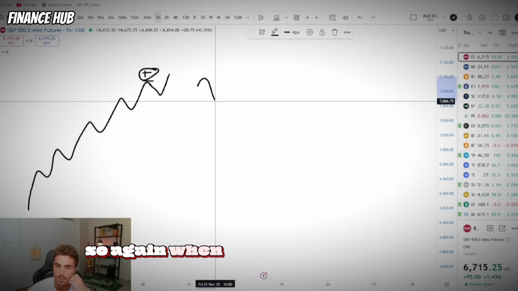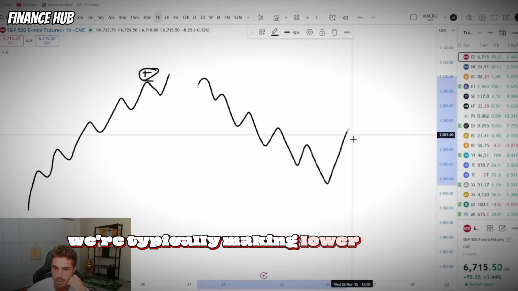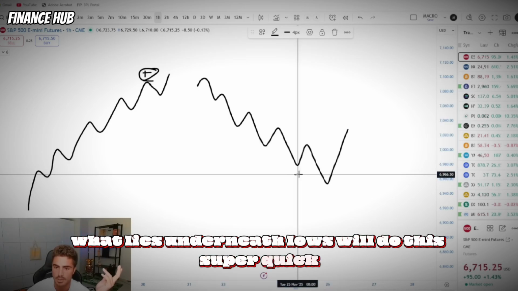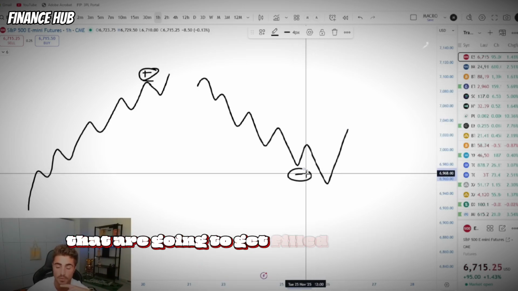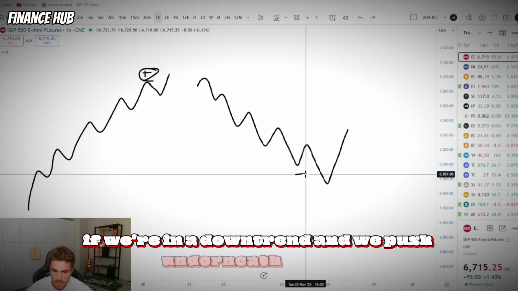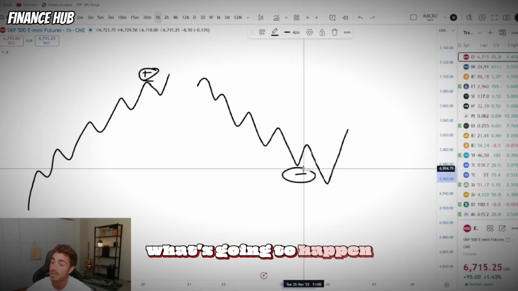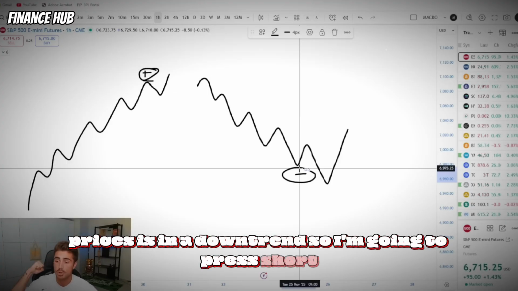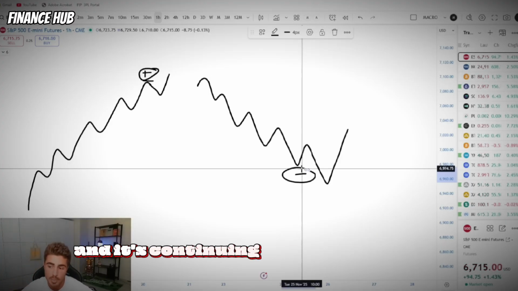So again, when we're in a downtrend, we're typically making lower lows and lower highs. So again, what lies underneath lows? We'll do this super quick. There's a bunch of sell orders that are going to get filled underneath lows. Why? Because again, if we're in a downtrend and we push underneath a low, what's going to happen? The retail beginner traders are like, price is in a downtrend, so I'm going to press short because it pushed underneath the low and it's continuing market structure.